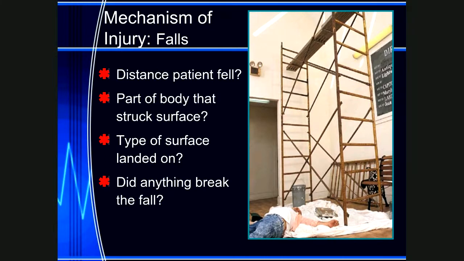How about the mechanism of injuries from falls? How far did the victim fall? What is the surface made of that the patient fell onto? Was it soft grass? Was it mud? Was it concrete? What part of the patient impacted the ground first? Did anything interrupt the fall? Or was it a tree trimmer that fell out of the tree while he was trimming a tree and he hit every tree limb on the way down?